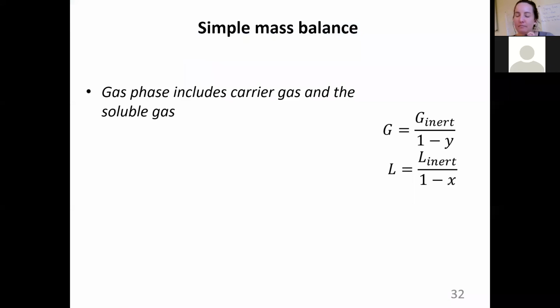Okay, when we're talking about air pollution control, we don't just have a pure gas, but it's usually the case that we have an airstream or some gas in a high concentration, and we'll have just a small quantity, some percent or parts per million of a pollutant that needs to be removed. And so in this case, the gas phase includes both the carrier gas and the soluble gas that's going to be removed.